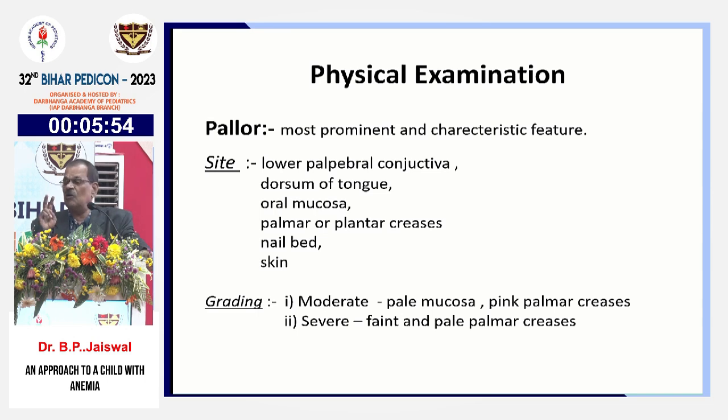And grading of anemia, if you do remember, it's so good. Only moderate and severe anemia you can grade. In moderate anemia, pale mucosa and pink palmar creases are there. But in severe anemia, faint and pale palmar creases are there. Therefore, if you find the palmar creases pale, presume that it is severe, and be alert. So this is what you have to look at.